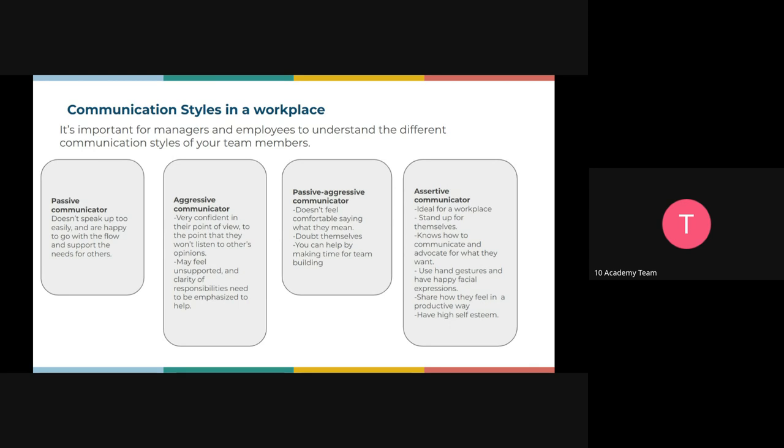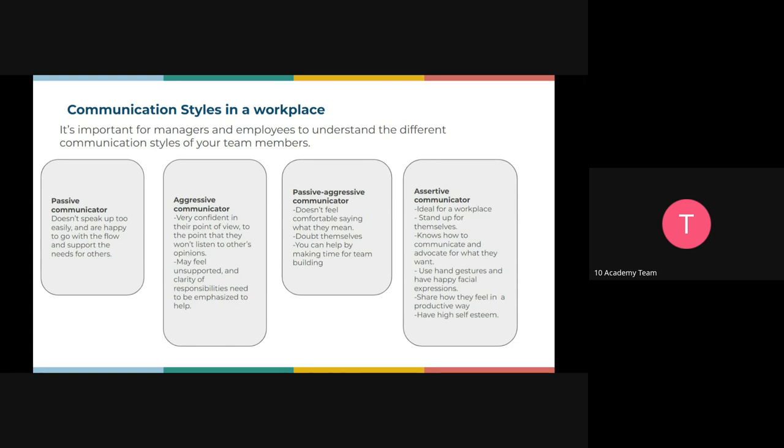So sometimes they tend to doubt themselves or doubt their ideas, or they feel like, oh, this is not really a good idea, or this is a very common thing, everyone knows it, so why would I say it? And I think the way you can help a passive aggressive communicator is make time for team building, and in that way they start to feel safe to express their own ideas.